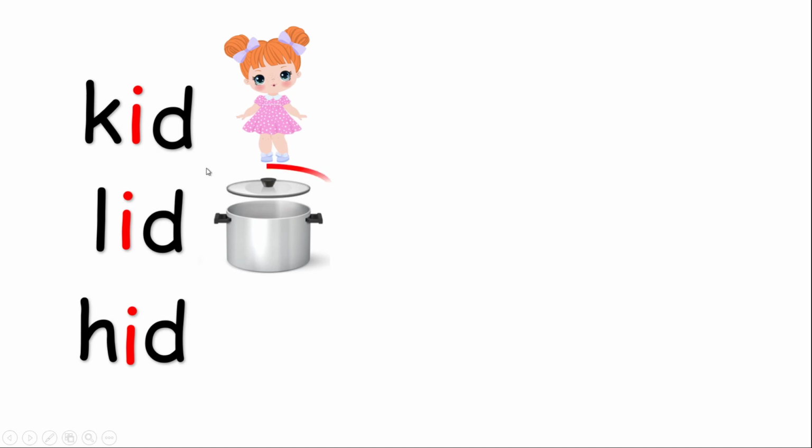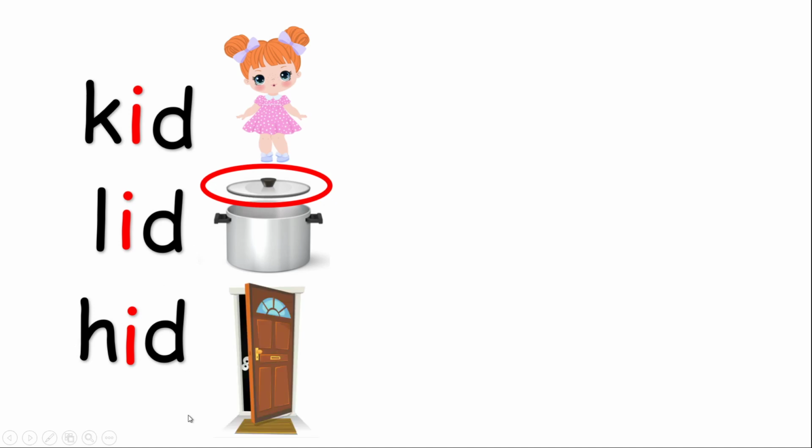Okay, what do they mean? Kid means a little girl or a little boy. So this is a kid, kid. What about lid? This is the lid. This is called lid, lid. What about hid? Oh, look, someone is hiding behind the door. This girl hid behind the door. Hid, hid. One more time. Kid, kid. Lid, lid. Hid, hid.